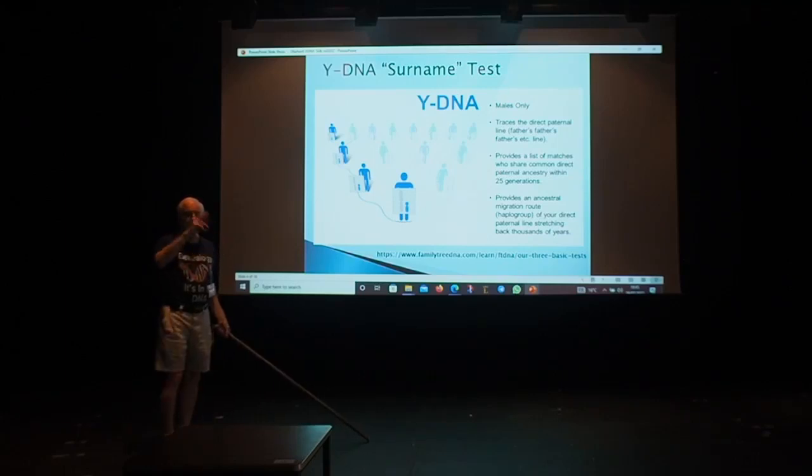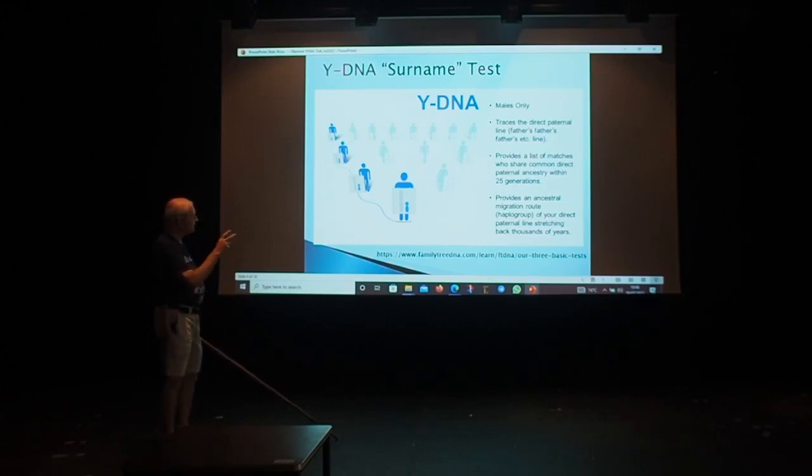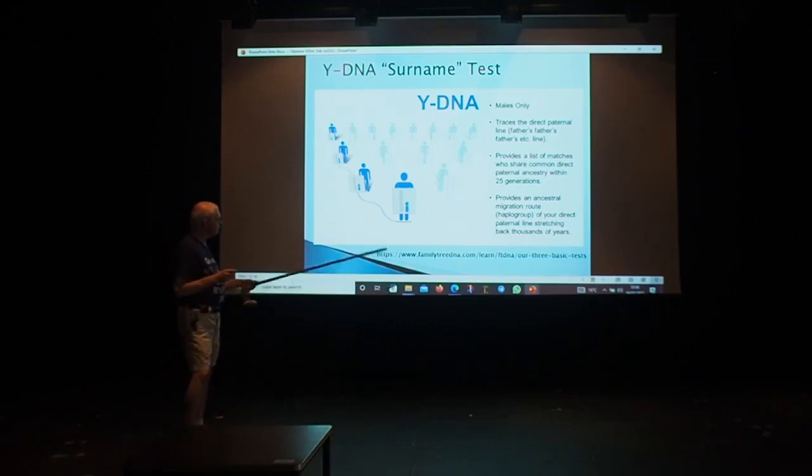...us done is a list of all of those people that match your DNA. Now, usually none of them match it exactly, but it might be off it depending on how many markers at 1, 2, 3, or 4, for example. I'll show you some examples of that.